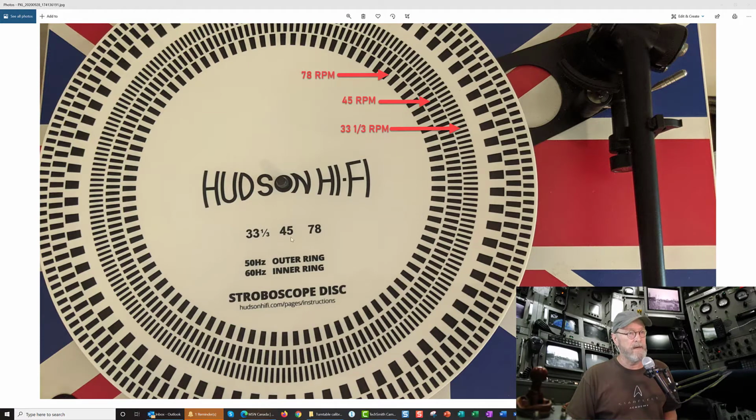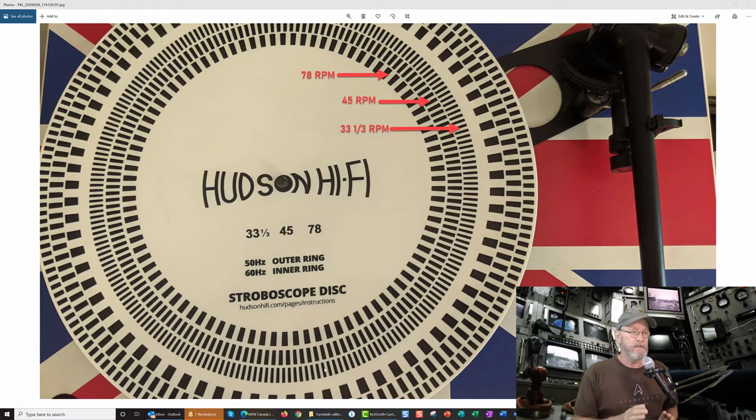It's made for 50 hertz and 60 hertz: 60 hertz on the inner ring, 50 hertz on the outer ring. Basically, each of these rows is a calibration. This row is representative of 33 and a third calibration, this is 45 RPM calibration, and this is 78 calibration. The way it works is that when you put this on your turntable and set it to 33 and a third, you should see these bars, not moving. These will be moving, these will be moving, these should not be moving.